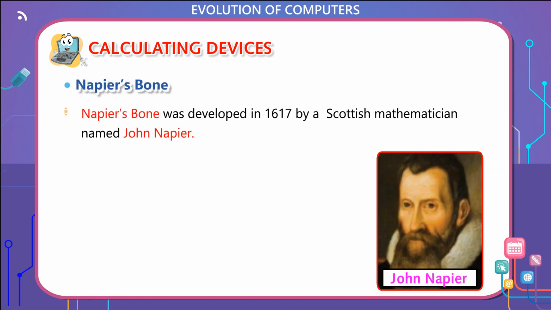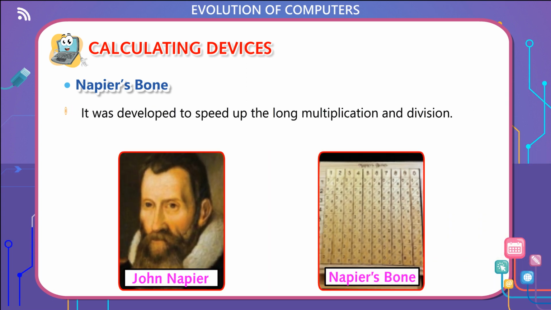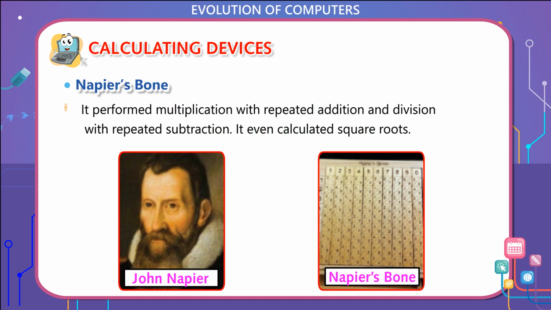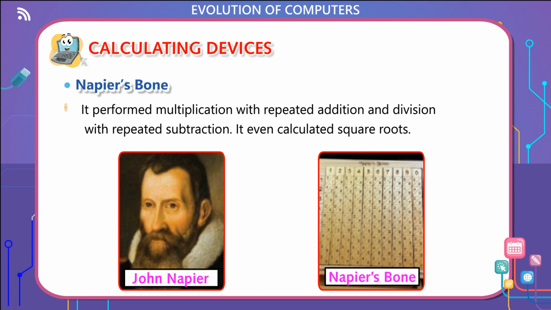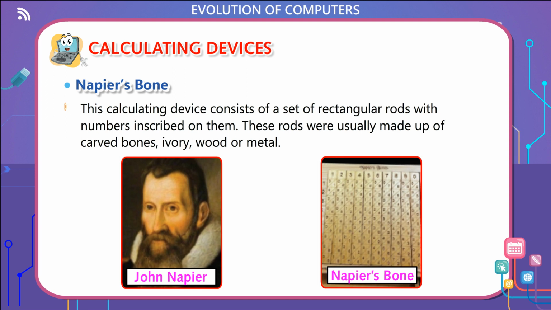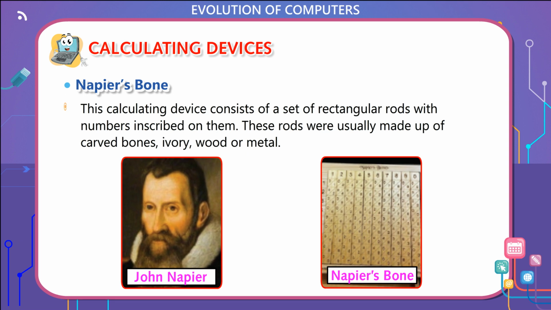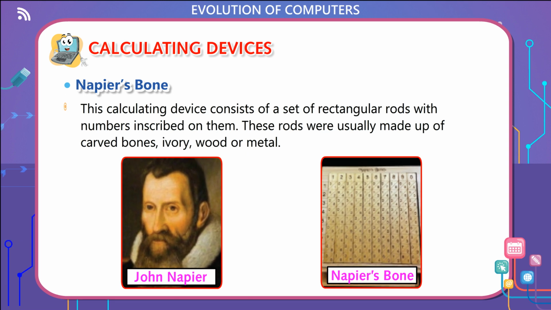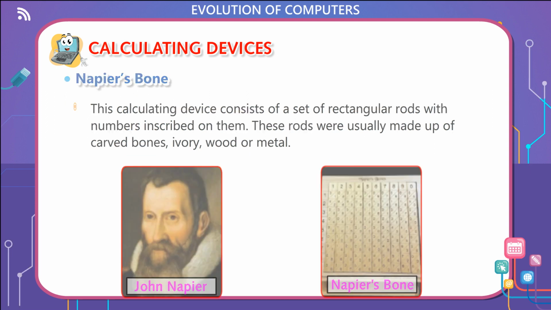Napier's bone. Napier's bone was developed in 1617 by a Scottish mathematician named John Napier. It was developed to speed up long multiplication and division. It performed multiplication with repeated addition and division with repeated subtraction. It even calculated square roots. This calculating device consists of a set of rectangular rods with numbers inscribed on them. These rods were usually made up of carved bones, ivory, wood or metal.